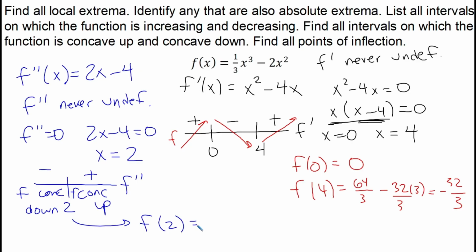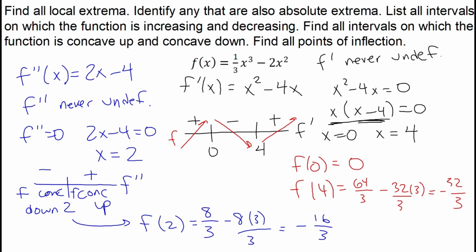So f of 2 is going to be 2 cubed, which is 8 over 3. And then it's 8 thirds minus 2 times 2 squared. So 8 thirds minus 8. Well, if I multiply that by 3 over 3, I have 8 thirds minus 24 thirds, which is negative 16 thirds. So we should be able to list out all of the information that we needed for this one.